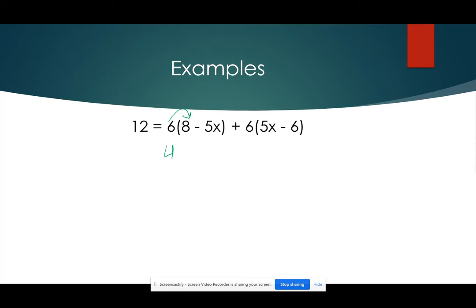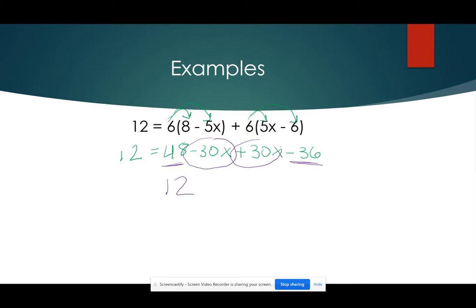So we do 6 times 8, 48. 6 times negative 5x is minus 30x. Plus 6 times 5x is 30x. And 6 times negative 6 is negative 36 equals 12. So next we want to combine our like terms. So we have 48 minus 36, which gives us 12. Then we have minus 30x plus 30x. They cancel out, so we don't have any x's, and we're just left with 12 equals 12.